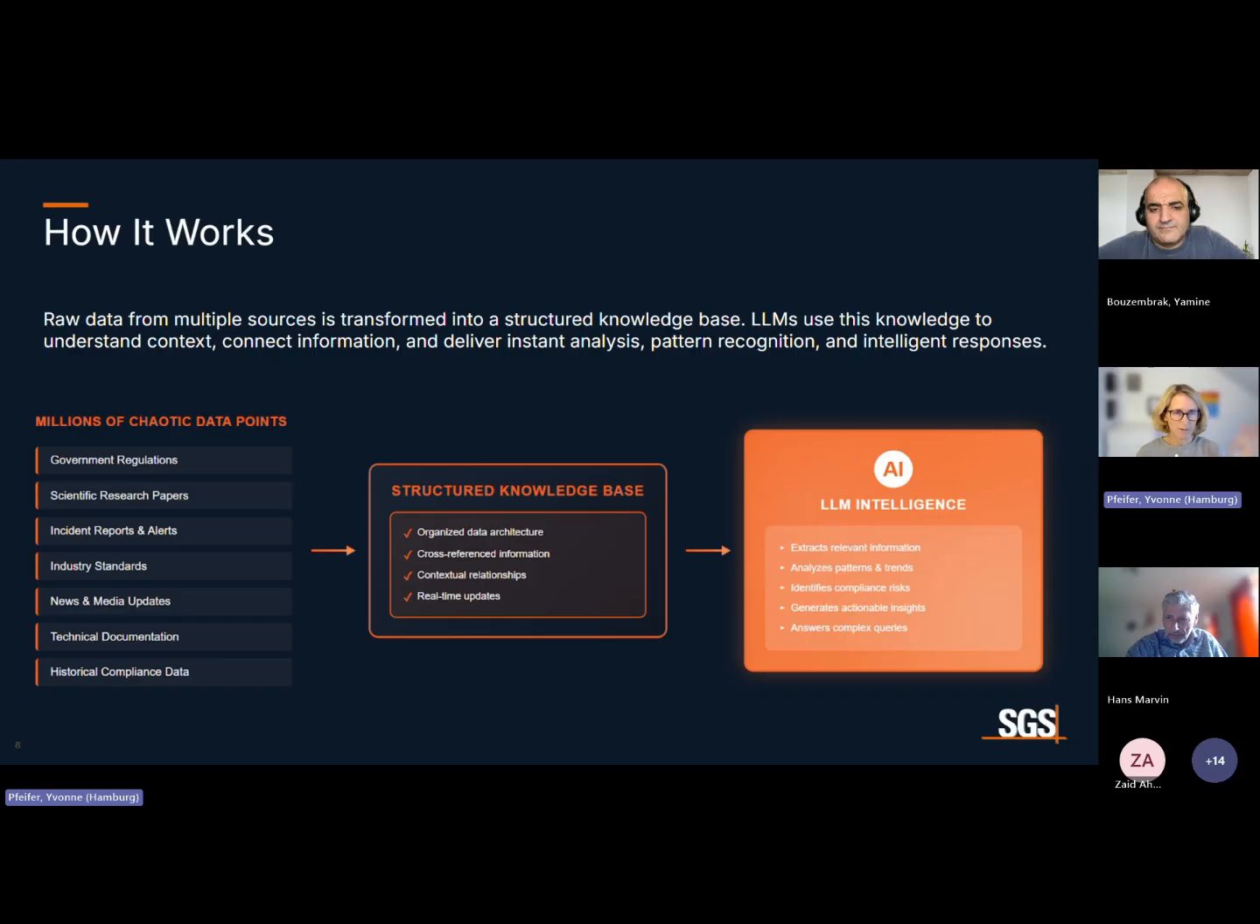If we focus on food safety, we have millions of chaotic data points. We have governmental regulations. We have scientific research papers, incident reports, and alerts. We have industry standards. We could use news and media and several other data types. Then you put this data into a structured knowledge base: an organized data architecture, cross-referenced information, and real-time updates. Then the AI extracts the relevant information for you, analyzes patterns and trends, identifies compliance risks, generates actionable insights, and answers complex queries.